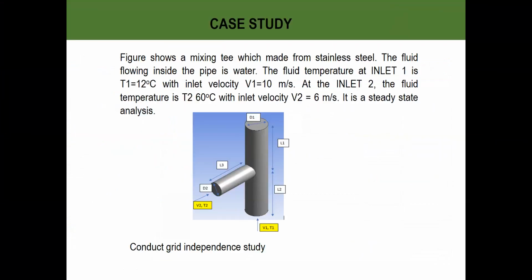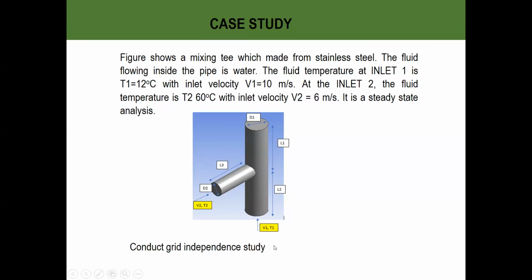So this is our case. If you remember from last Tuesday, we have fluid flowing inside the pipe. The fluid temperature at inlet 1, T1, is 12, this is just one example. Inlet velocity V1 is 10. At inlet 2, the fluid temperature T2 is 60 degrees, with inlet velocity V2 of 6 meters per second.